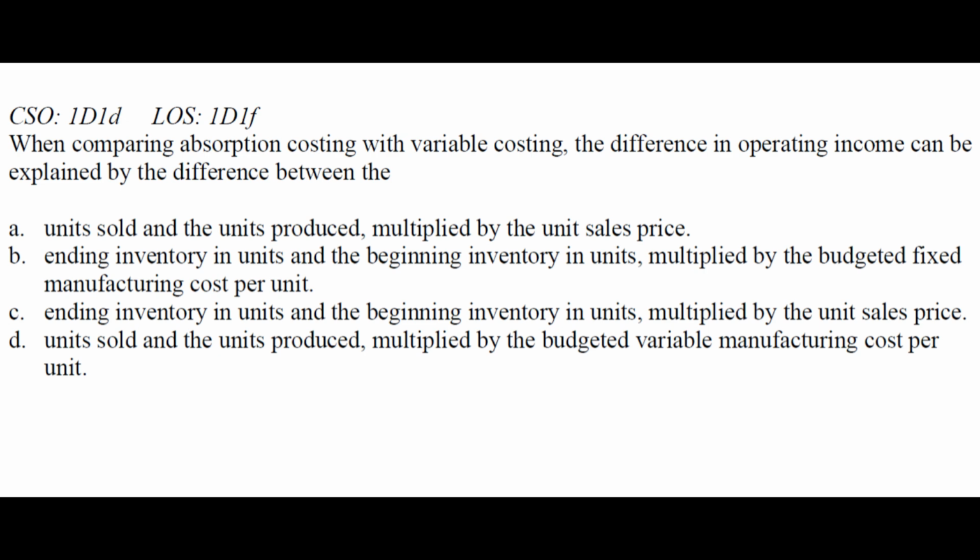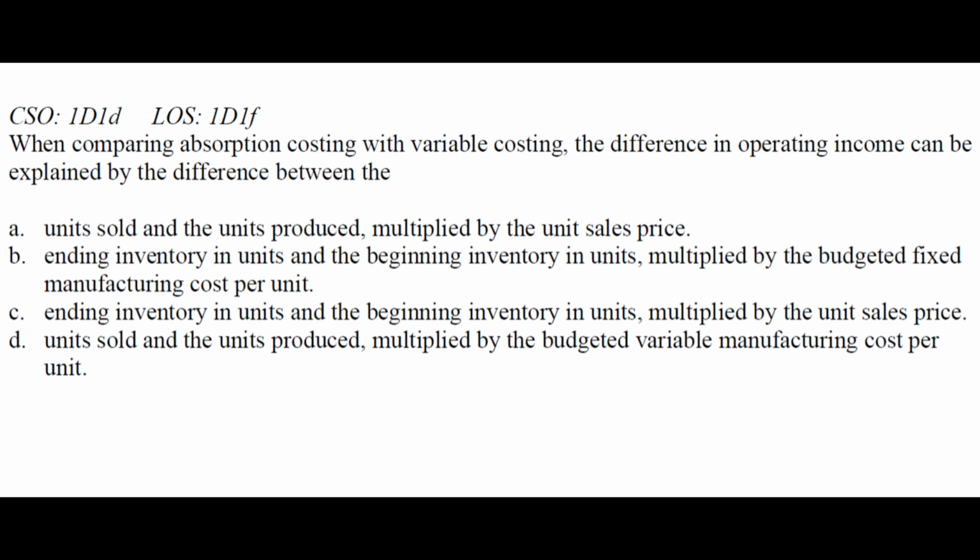As a result, the difference in operating income between the two methods arises from the amount of fixed manufacturing overhead deferred in or released from inventory. If inventory increases, absorption costing reports higher income because some fixed overhead is carried in inventory. If inventory decreases, absorption costing reports lower income because previously deferred fixed overhead is released into expense.